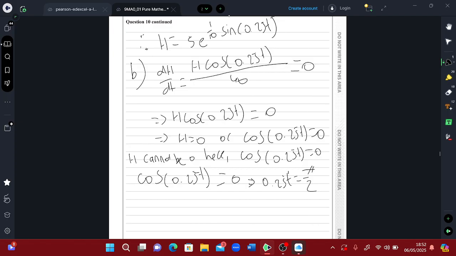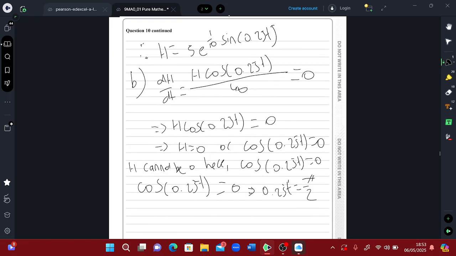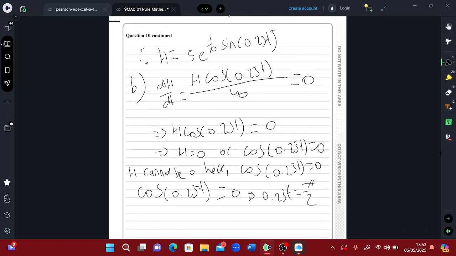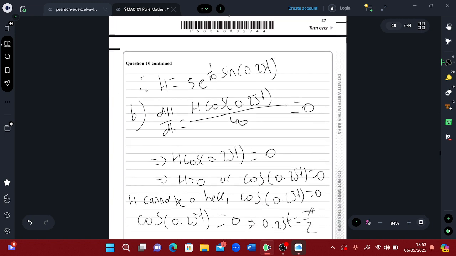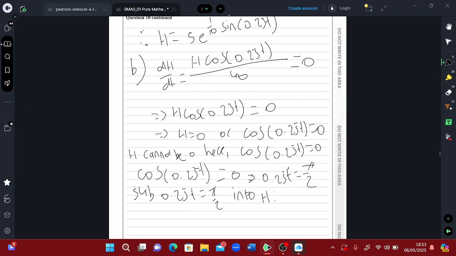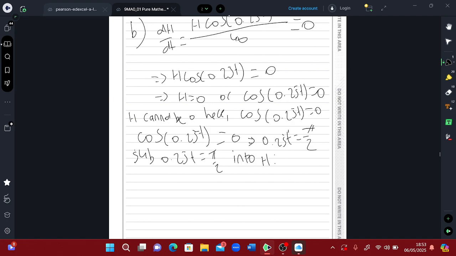Okay. But look, we actually don't need to work out t because we only need 0.25t, because our function originally is only in 0.25t. So we can just substitute this directly. So sub 0.25t equals pi over 2 into h, and this should give us the maximum height. Okay. So this gives us the minimum height, clearly because it's still a stationary point, but this will probably then give us the maximum. You don't really need to test using second derivative, but let's just see what happens.